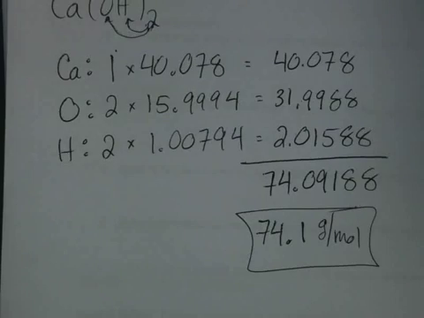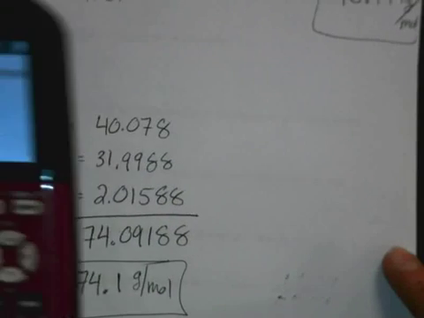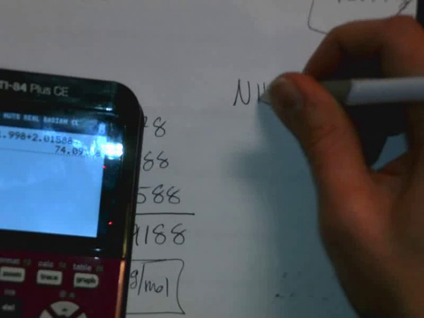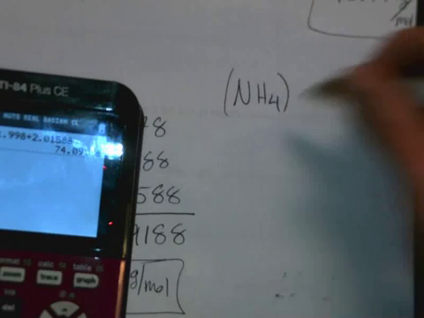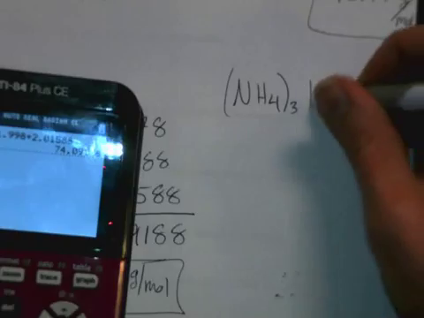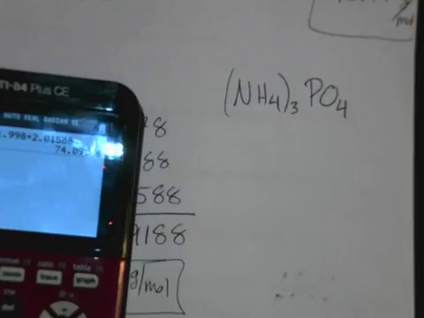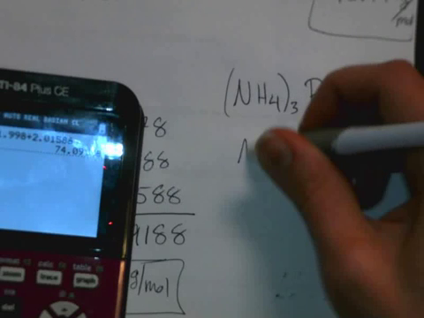Let's try one last example. I'm going to zoom out a little bit so you can see both my calculator and my work. My next example, let's try this one. It's a doozy. NH4, parenthesis 3, PO4.